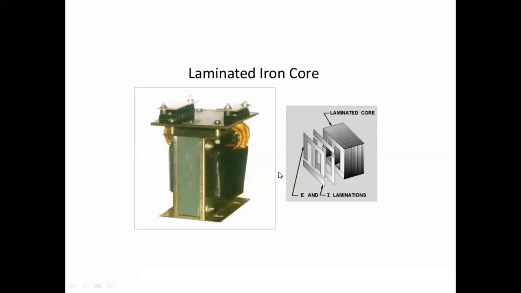Eddy current is the current which finds its way through the conductor. Iron, though it's not as good as copper, is a conductor. So we use this type of lamination, and we join them together, and the magnetic field can pass through the lamination.